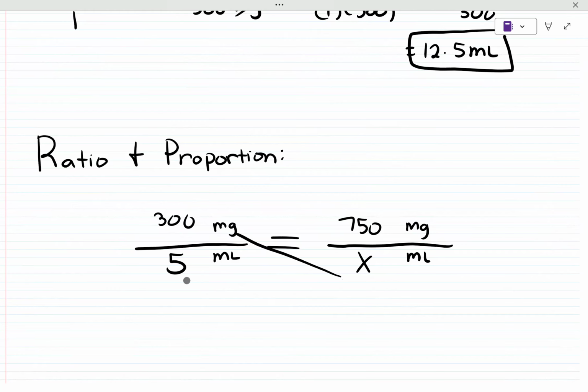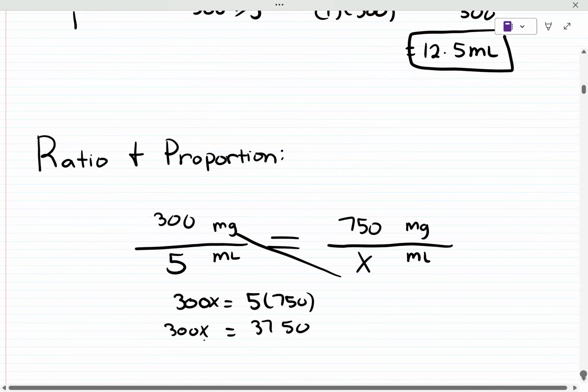So cross multiply. So it's going to be 300x equals 5 times 750. And that's going to be 3750, x equals 3750 over 300. You get 12.5.